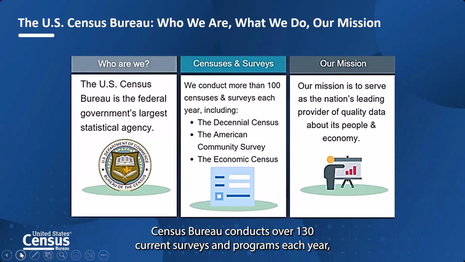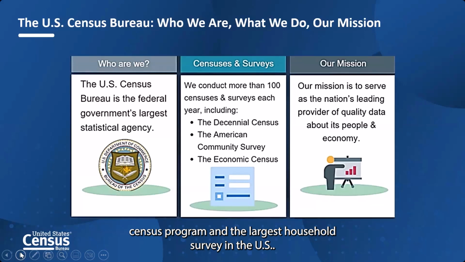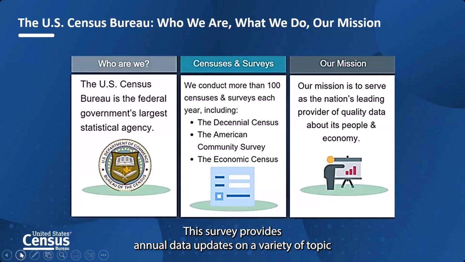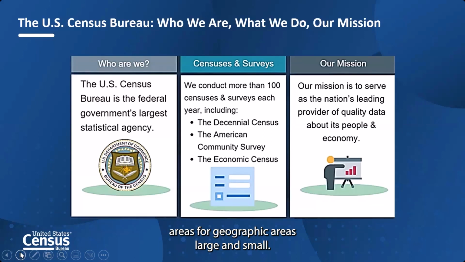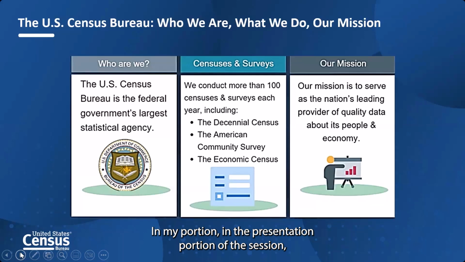In addition to the 3 censuses, the U.S. Census Bureau conducts over 130 current surveys and programs each year, including the American Community Survey, which is part of the decennial census program and the largest household survey in the U.S. This survey provides annual data updates on a variety of topic areas for geographic areas large and small. You'll see quite a bit of data today from the American Community Survey in my portion, the presentation portion of the session, as well as in the online demonstration. You'll also see data from another Census Bureau survey, the Current Population Survey.